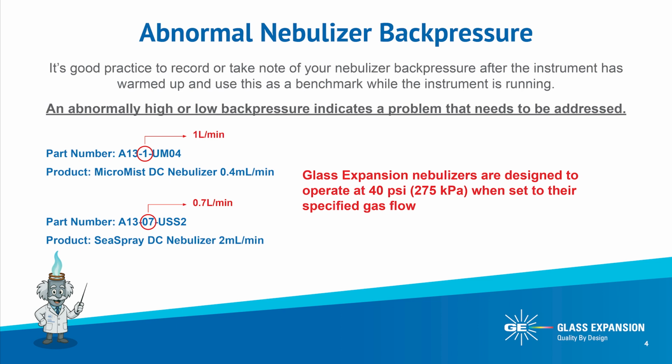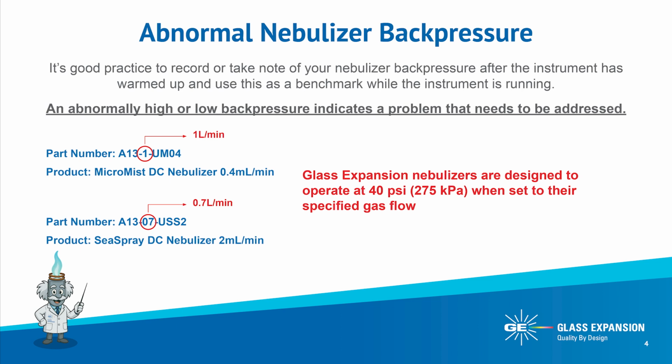Let's also take this opportunity to break down Glass Expansion nebulizer part numbers, since the nomenclature contains important details about backpressure. For example, in these two part numbers, A13-1-UM04 and A13-07-USS2. The middle digits, a 1 or an 07, indicate the recommended nebulizer gas flow, with 1 indicating 1 liter per minute and 7 indicating 0.7 liters per minute of argon.